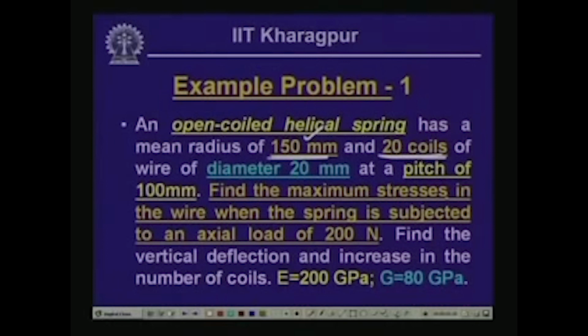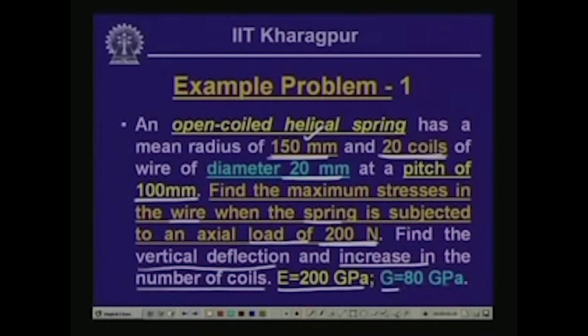So, the number of turns, capital N, is 20, and the diameter of the wire is 20 millimeter at a pitch of 100 millimeter. This is the small p. So, you will have to find out the maximum stresses in the wire when the spring is subjected to an axial load of 200 Newton. Also, you will have to find the vertical deflection and increase in the number of coils. The value of E is given as 200 gigapascal and value of G, the shear modulus, as 80 gigapascal.